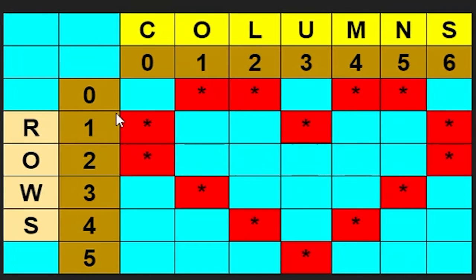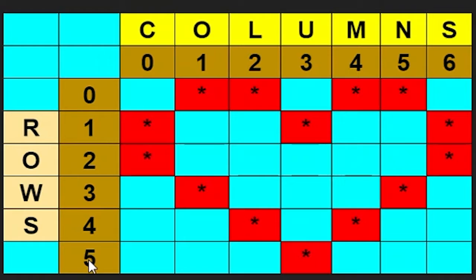Here, as you can see, these are the columns and these are the rows. And for printing the heart pattern, what I have done is I have taken 7 columns and 6 rows. So it starts from 0 till 6, and therefore there are 7 columns, and it starts from 0 and goes on till 5, therefore there are 6 rows.